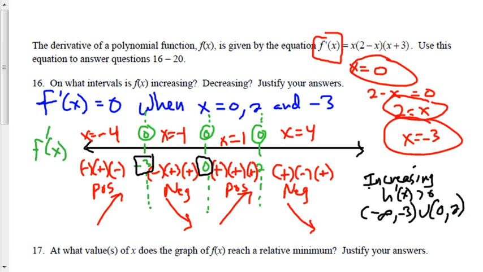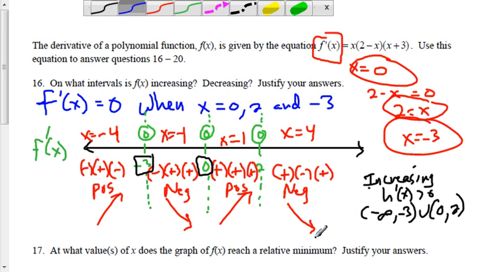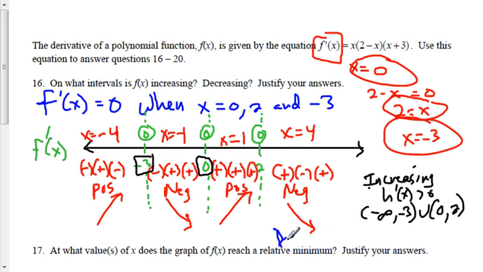Alright, and now let's look at where it is decreasing. I'll write that down at the bottom here. It's decreasing when the derivative is less than 0. Where is it decreasing? It's decreasing between negative 3 and 0, and then union with 2 to positive infinity.